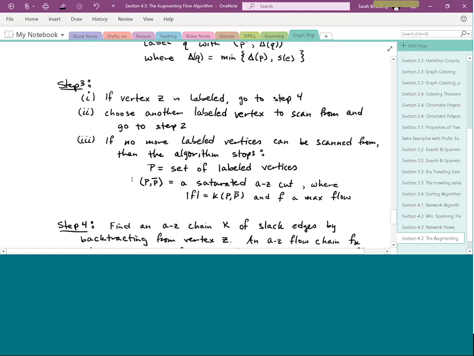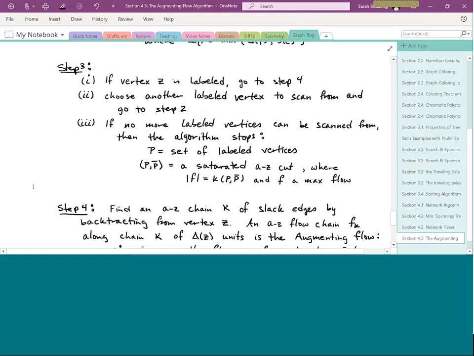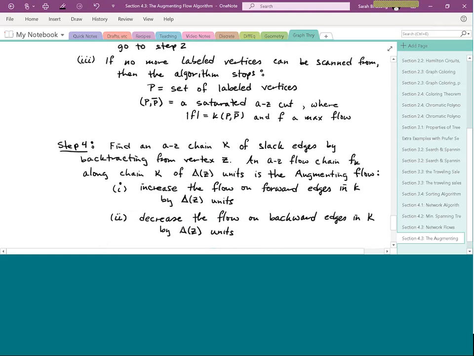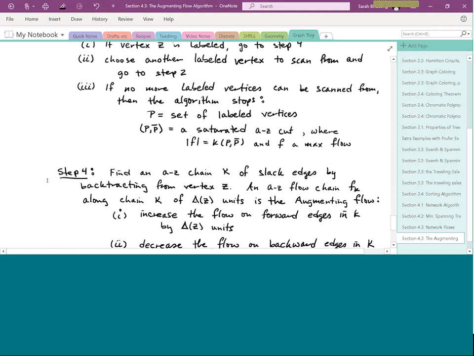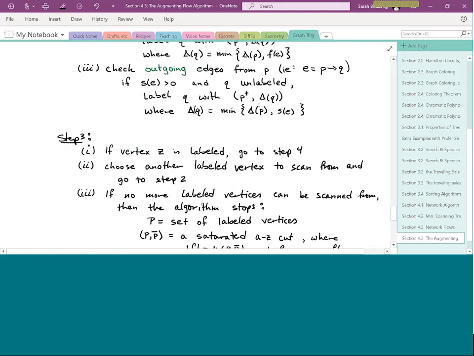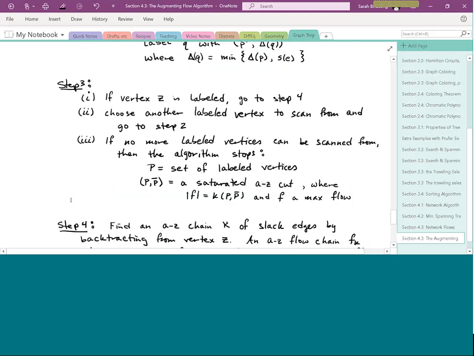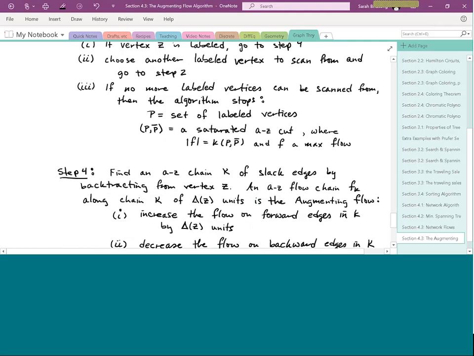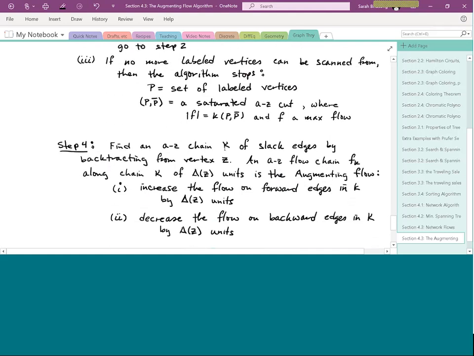Now, if we actually do get vertex Z labeled, that means we can push more flow through our network, and step 4 tells you what you do. In terms of the actual label on Z, the second part tells you how much additional flow you push through the network. And step 4 shows you how to build an AZ chain K. You basically track labels, and I'll show you how to do that.